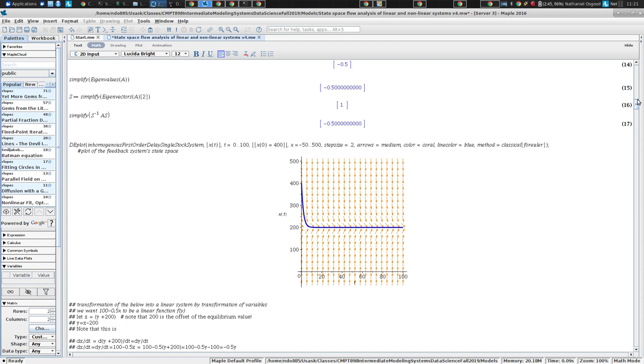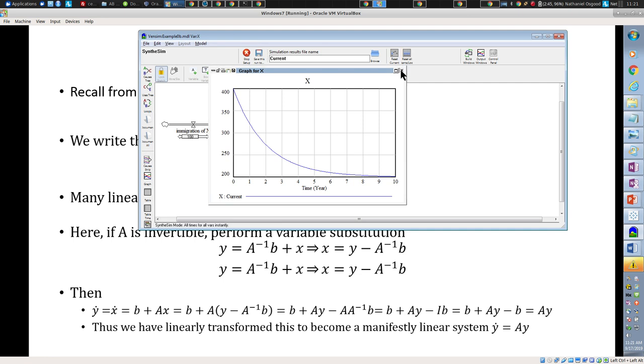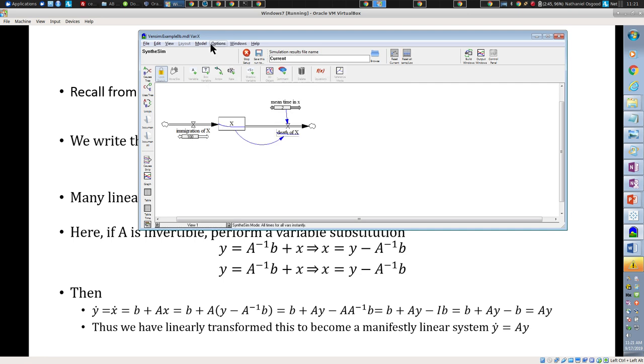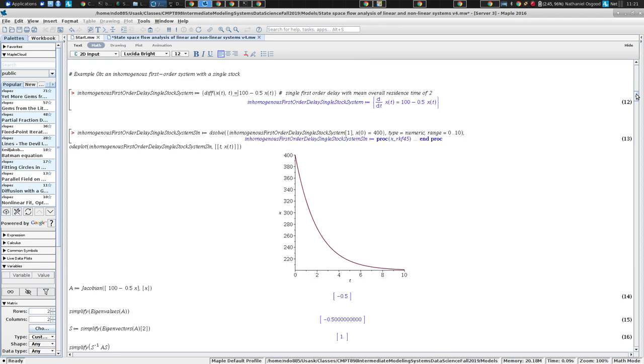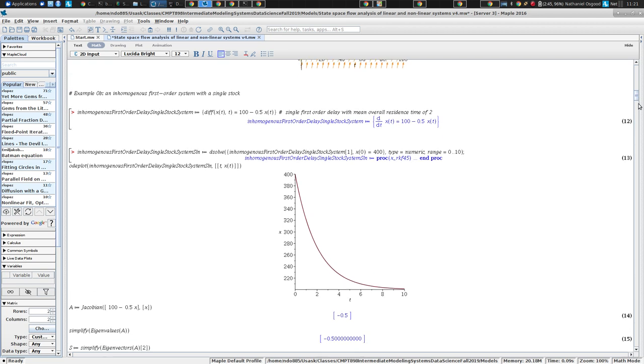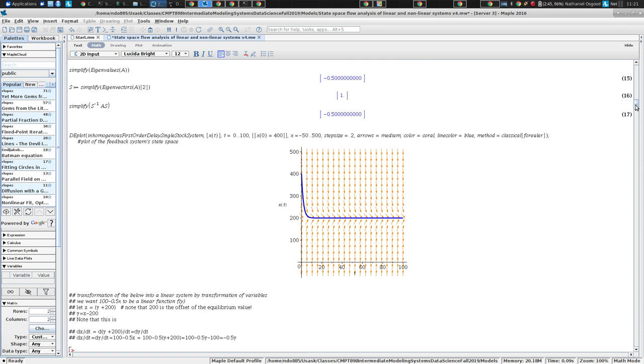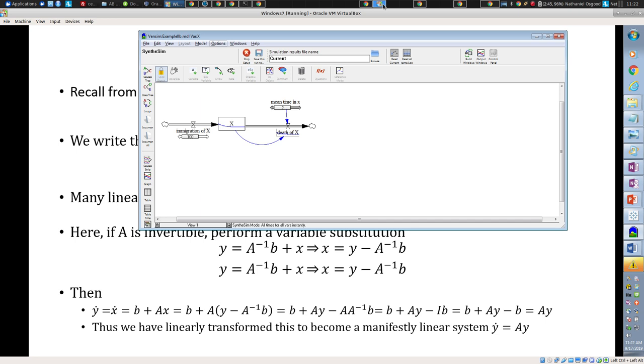But what do we have here? We had 100. Go look at this: immigration, 100. Or if we go up here, we'll see that it's 100. Now, I want to ask: is that system, as stated, linear? If we represent the right-hand side as f of x, is that system linear?